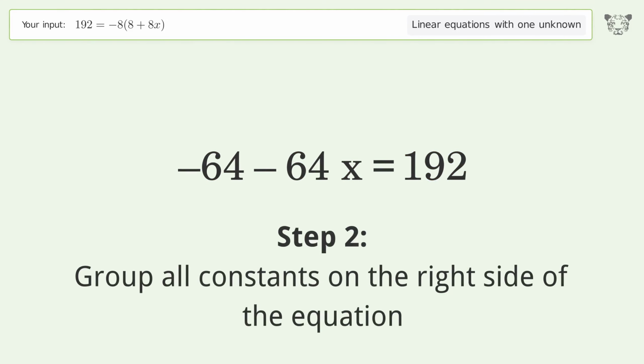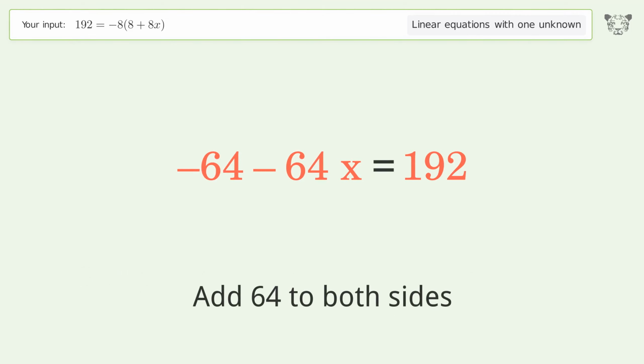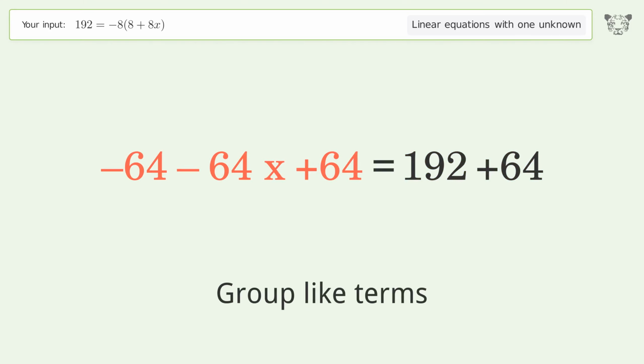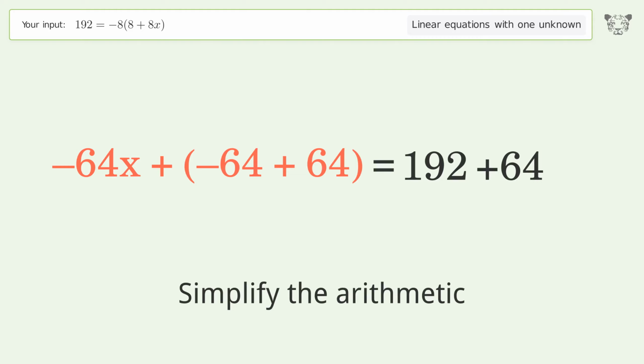Group all constants on the right side of the equation. Add 64 to both sides. Group like terms. Simplify the arithmetic.